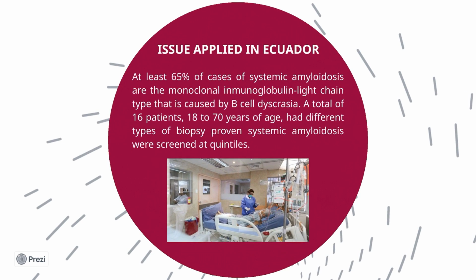Issues applied in Ecuador: at least 65% of cases of systemic amyloidosis are the monoclonal immunoglobulin light chain type that is caused by B-cell discrepancy. A total of 16 patients 18 to 70 years of age had different types of biopsies proving systemic amyloidosis.